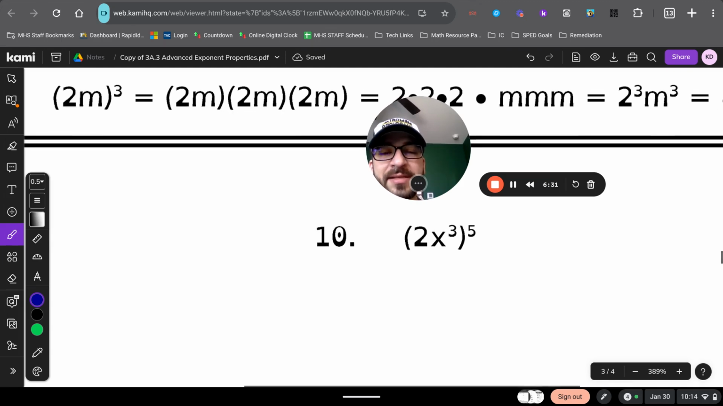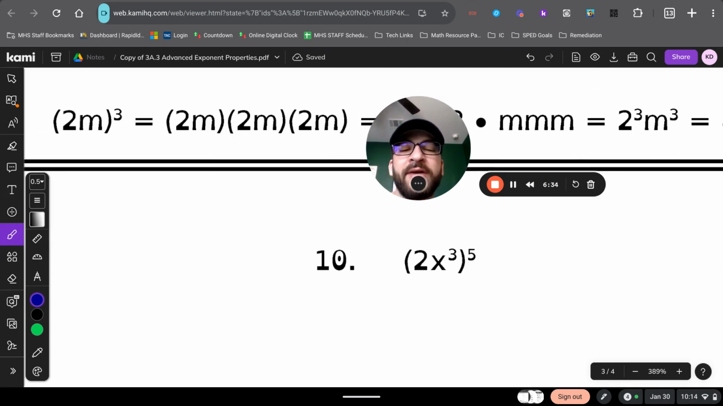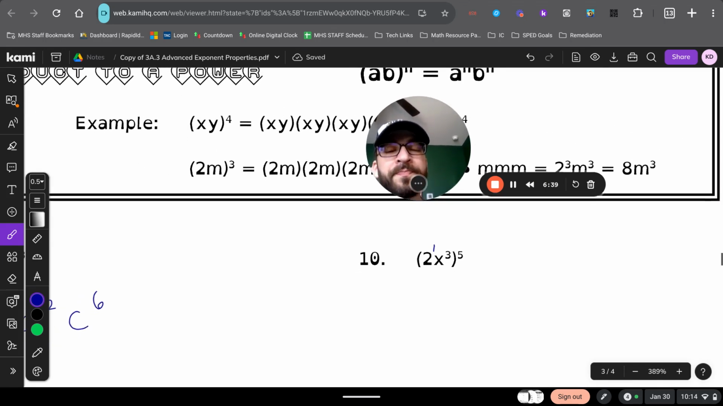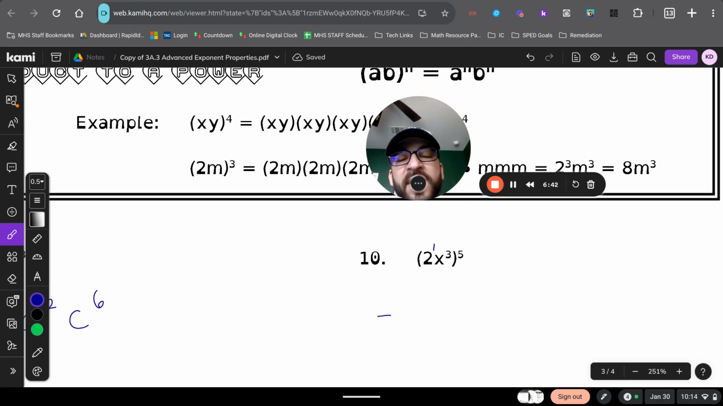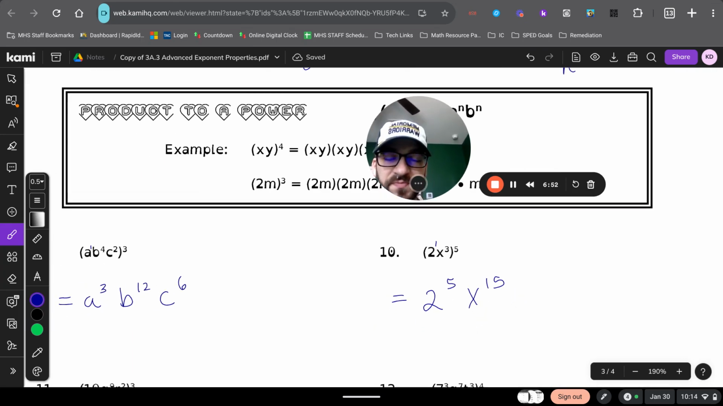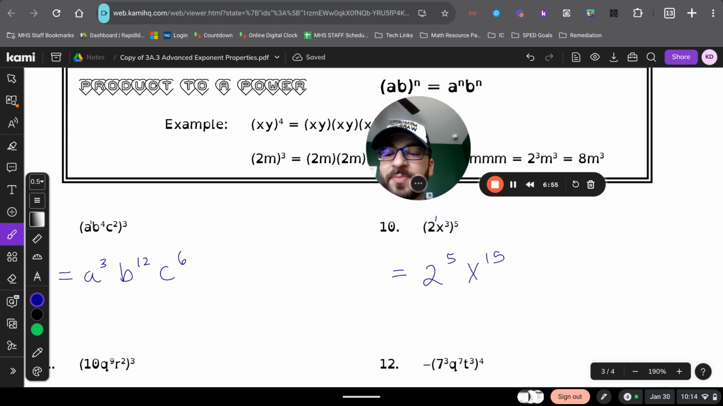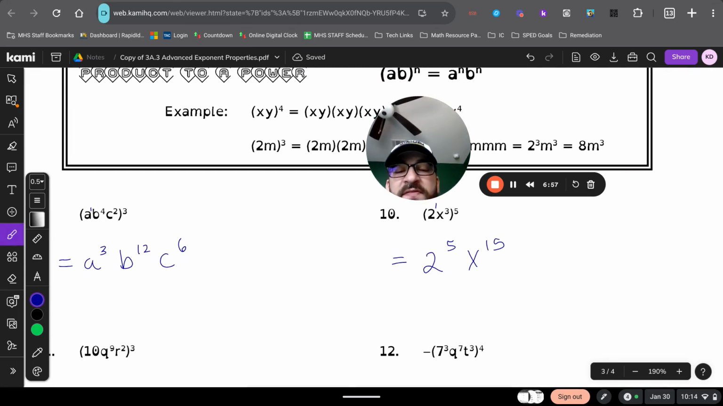Okay, now number 10, same idea. We have our x cubed, but this 2 right now does not have an exponent. So let's go ahead and write it, 2 to the 1st. So 2 to the 1st to the 5th would give us 2 to the 5th because we do 1 times 5. And then x to the 3rd to the 5th would give us x to the 15th because we do 3 times 5. And then that 2 to the 5th we could simplify a little further because 2 to the 5th would be 2 times 2, which is 4, times 2, 8, times another 2, 16, and then times a 5th 2, 32, and then x to the 15th.